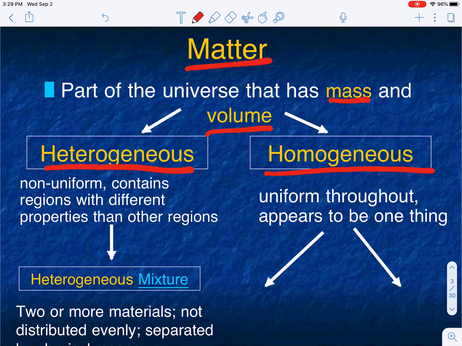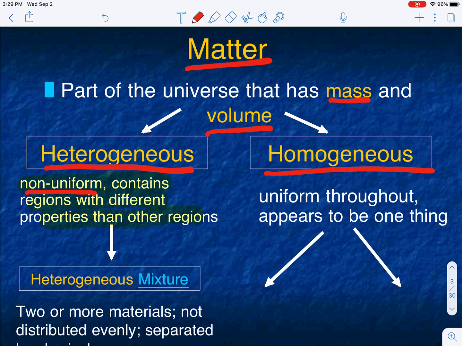So the big idea for heterogeneous is it's non-uniform, contains regions with different properties than other regions. In other words, you get a mixture that contains more than one thing. If you've ever seen oil land in water, even if you've had crude oil that's been released into the ocean, what does that oil do? Well, it floats on top of the water. We have two layers, so it's non-uniform, and we have more than one layer, and therefore we have what's called a heterogeneous mixture.